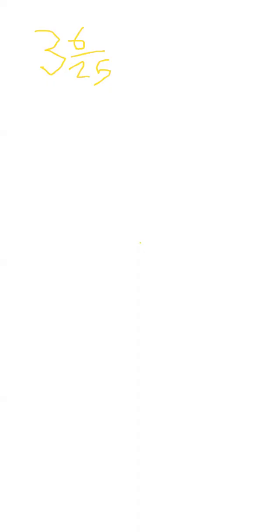I'm not sure. I haven't done this before, but what I think you should do is turn it into an improper fraction. So then there'll be 3 times 25, so it would be 25 plus 25 plus 25, which is 75. And then plus the 6 that's already there, so it would be 81. And then the square root of 81 is 9.